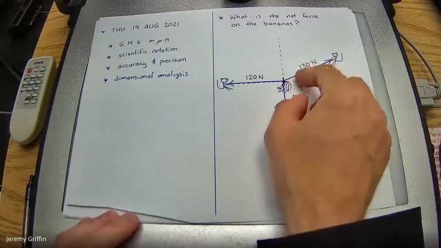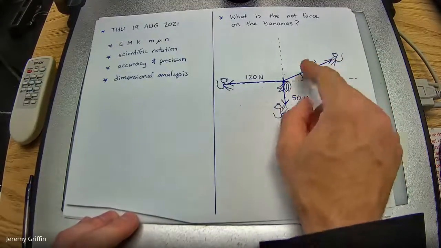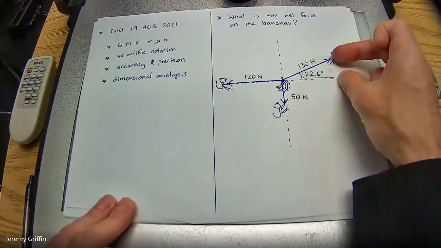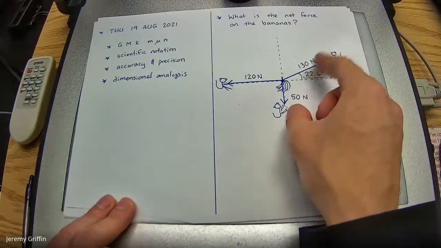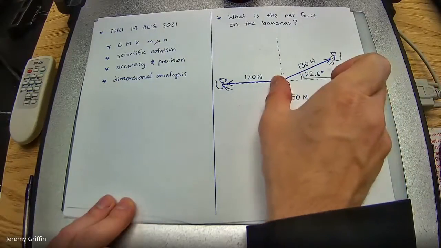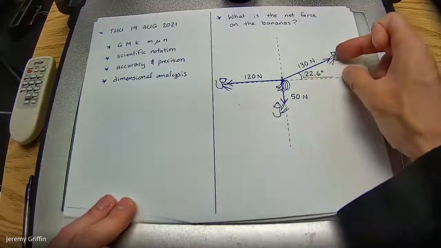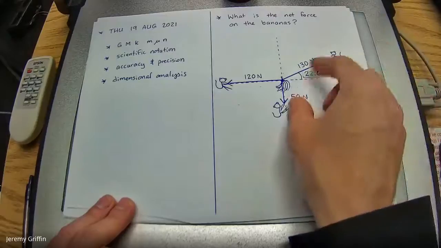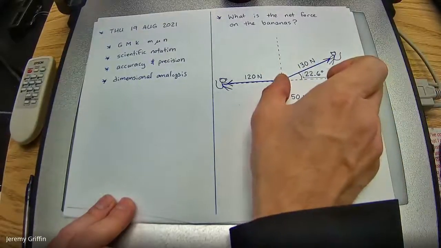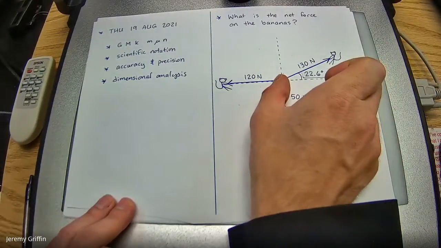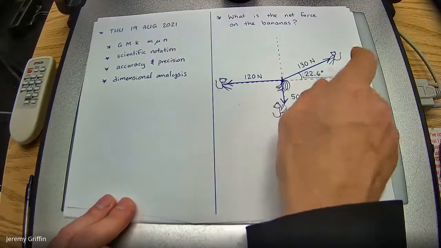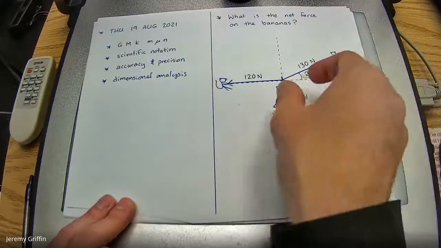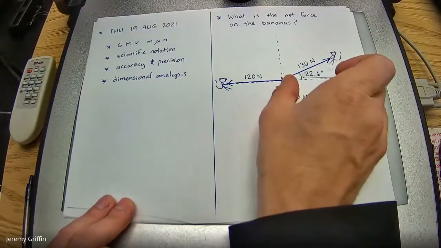The analytical way would be to take this 130 newton vector and break it into components. How much is this monkey pulling to the right, and how much is he pulling up? Would that be 130 newtons times cosine of 22.6 degrees and 130 newtons times sine of 22.6 degrees? You guys can do that, right? What is 130 newtons times cosine of 22.6 degrees? It's 120. So this monkey is effectively pulling 120 newtons to the right. He's also pulling up, but I haven't talked about that yet.